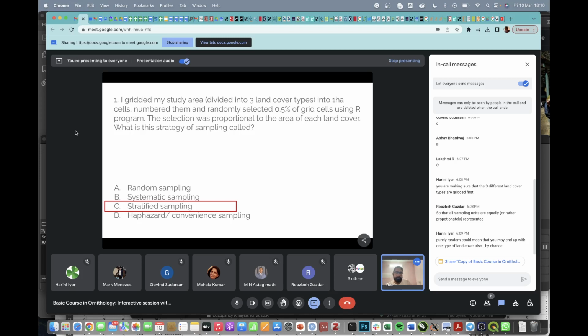Stratified is basically you divide the area into sections, based on whatever strata you want to divide it into, and then again use a random number generator and throw. Yes, Govind, please go. Sir, with relation to your question, why do stratified sampling?